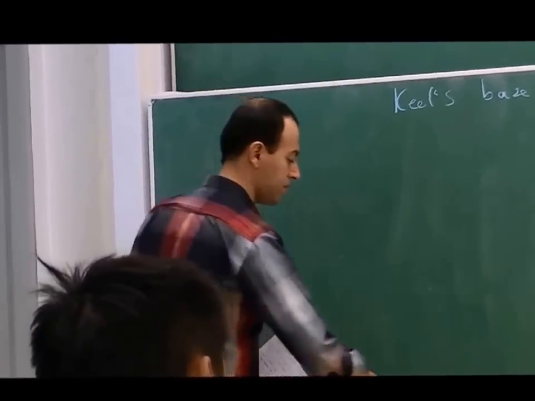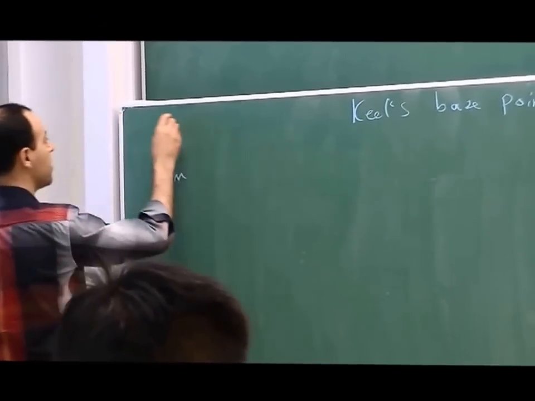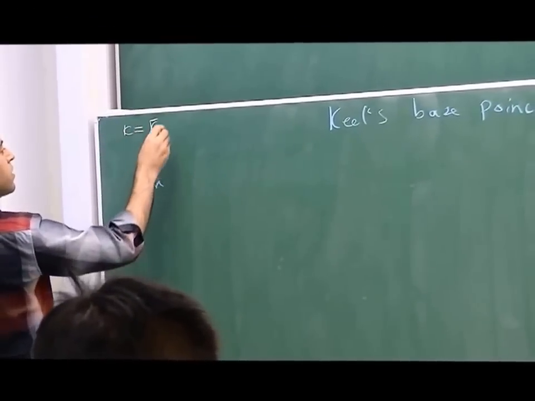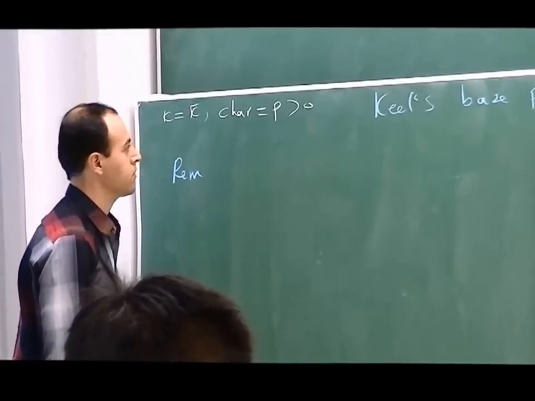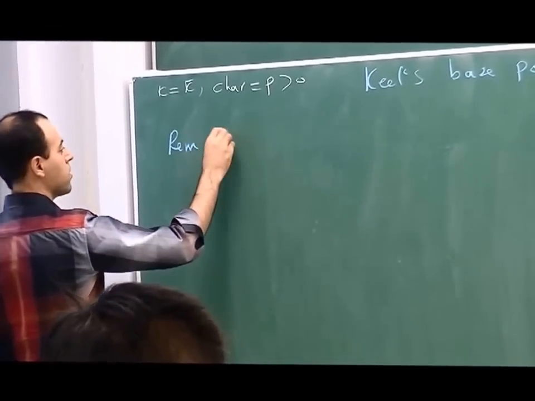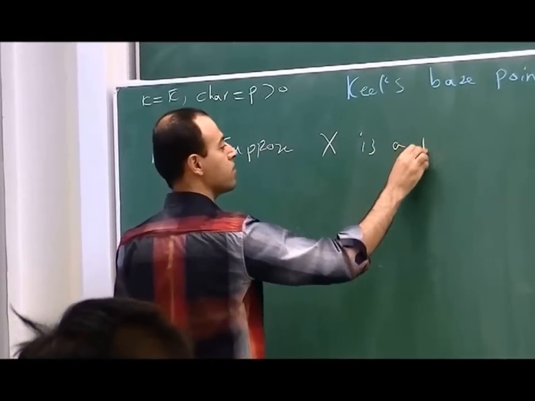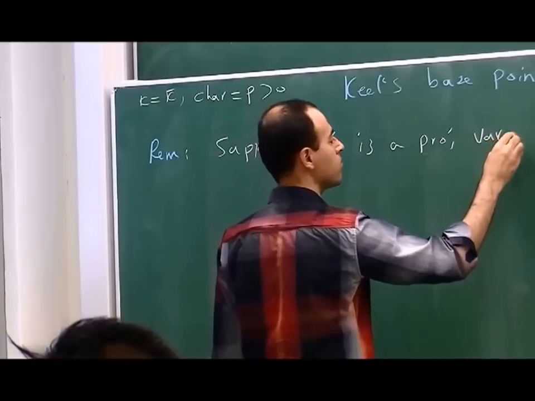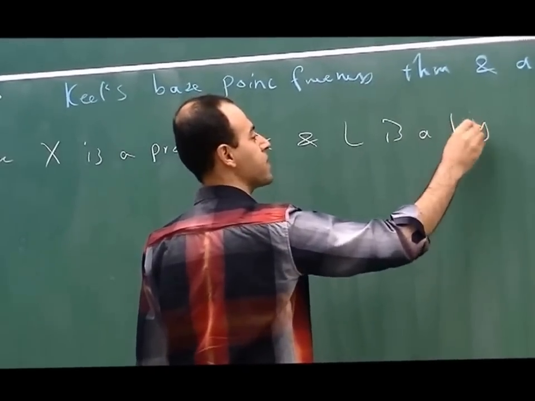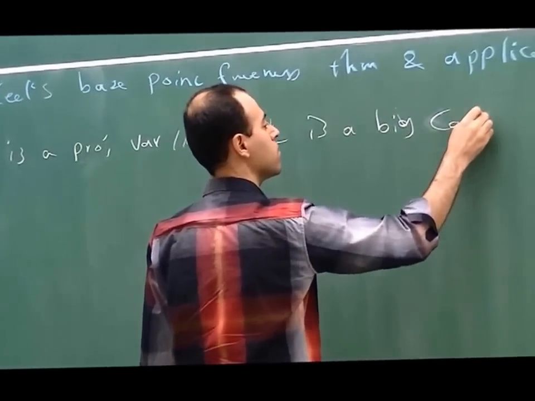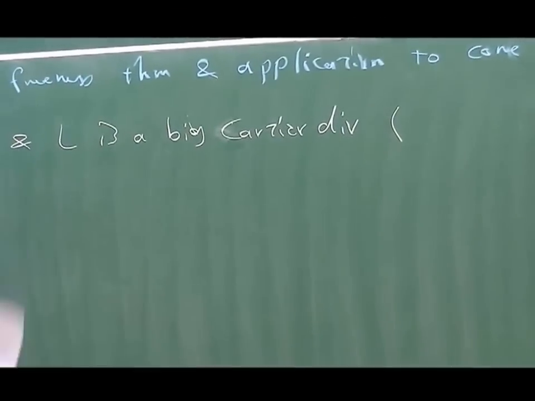Okay, so let me start with a very general remark. Usually, let's pick K to be an algebraically closed field. The characteristic is given as p and the like. So the remark is, suppose that X is a projective variety over K, and suppose that L is a big Cartier divisor.